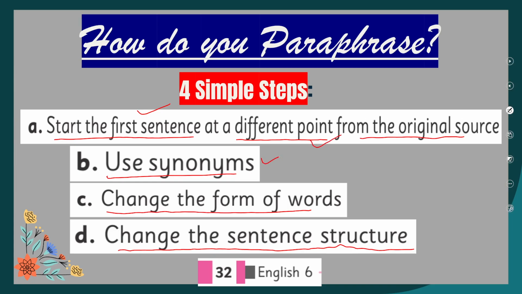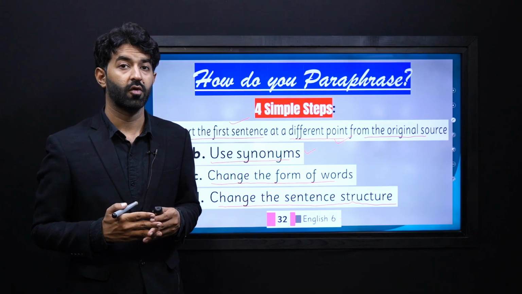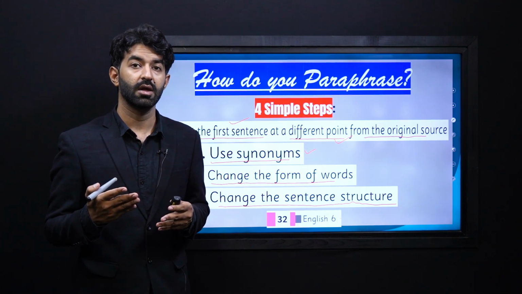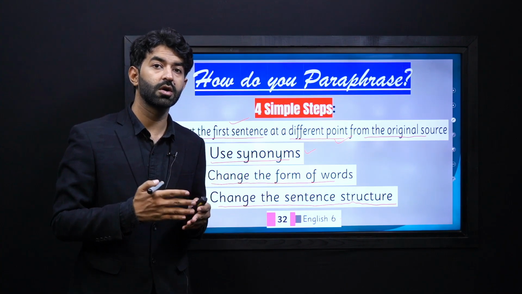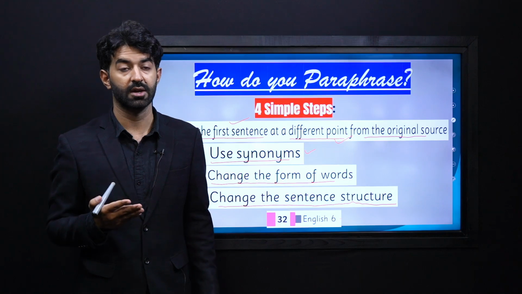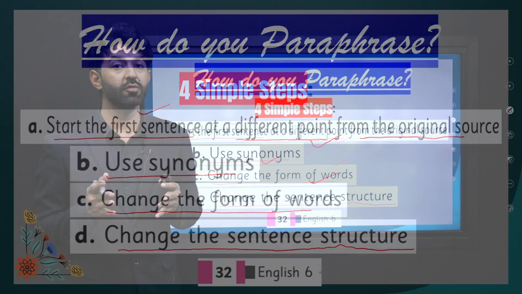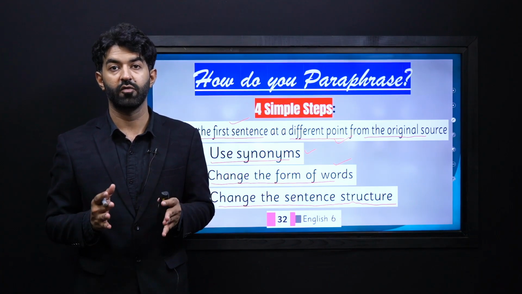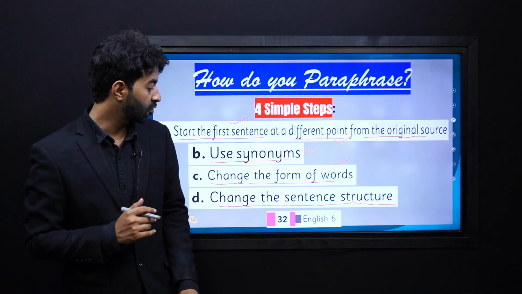You will be using synonyms of the words in the original text. For example, if there's a word called nice in the original text, you can change it with good or any other alternative synonyms. Now, number 3 is change the form of words. How the words are formed, you will be changing when you are paraphrasing in your own words. So this will also differ it from the original source.